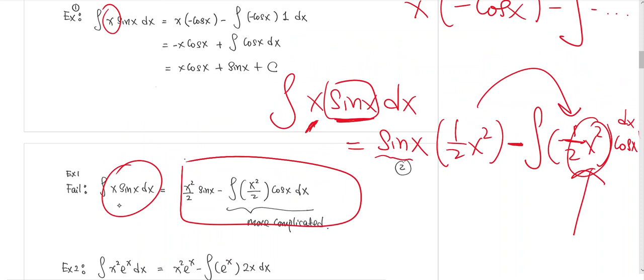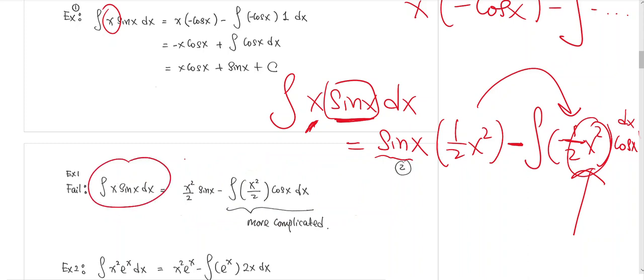Okay, so the problem is now you have x squared. Just like here, if you fix sine x and integrate x, you get x squared over 2, move that thing here, copy and paste, and now you have an integral that is harder than this one. The original one has only x, and you really have trouble integrating it. Now you reduce it to another integral which has x squared. So that is an indication that this is not a good idea.